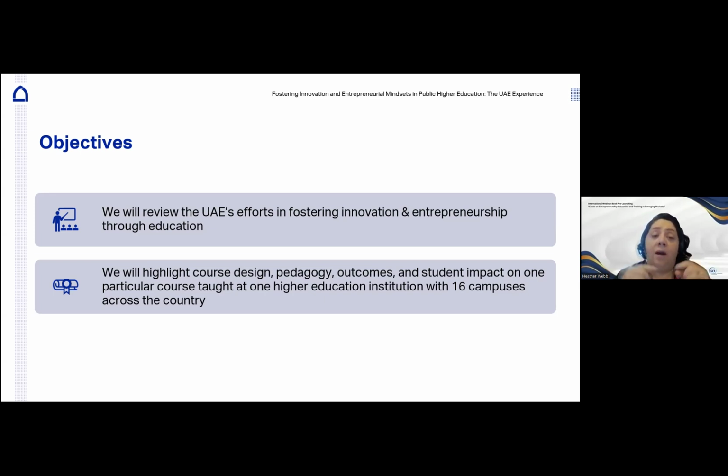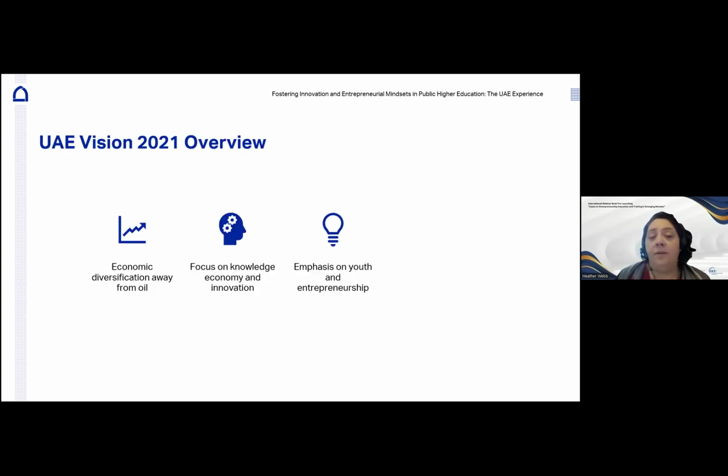Now, in terms of our school at Higher Colleges, it's all the same throughout all the campuses in terms of the materials, but teachers are allowed to bring in other activities and other materials, right? And so this is all part of the UAE's vision back in 2021. And this predates the COVID pandemic when they were focusing on this.